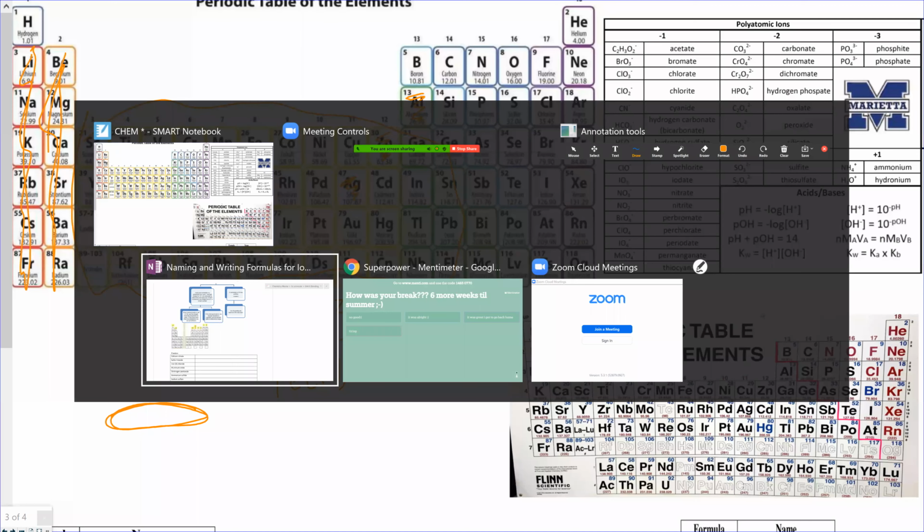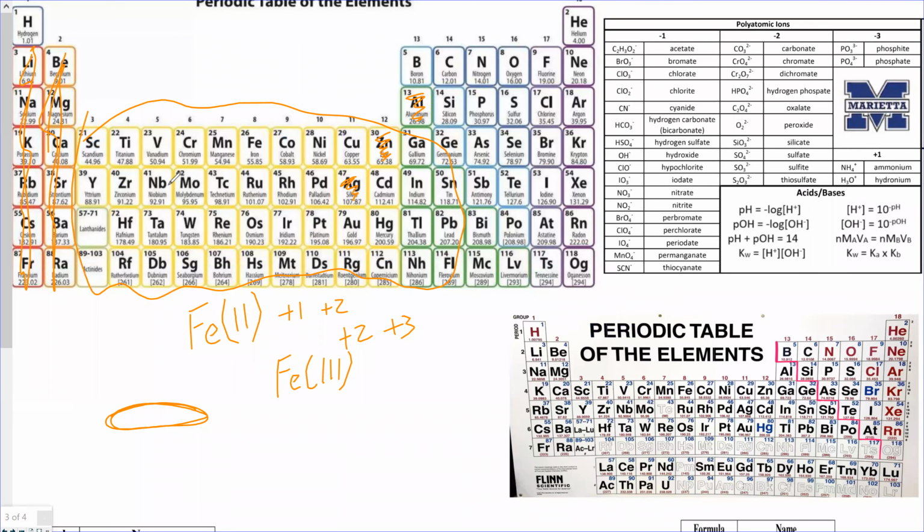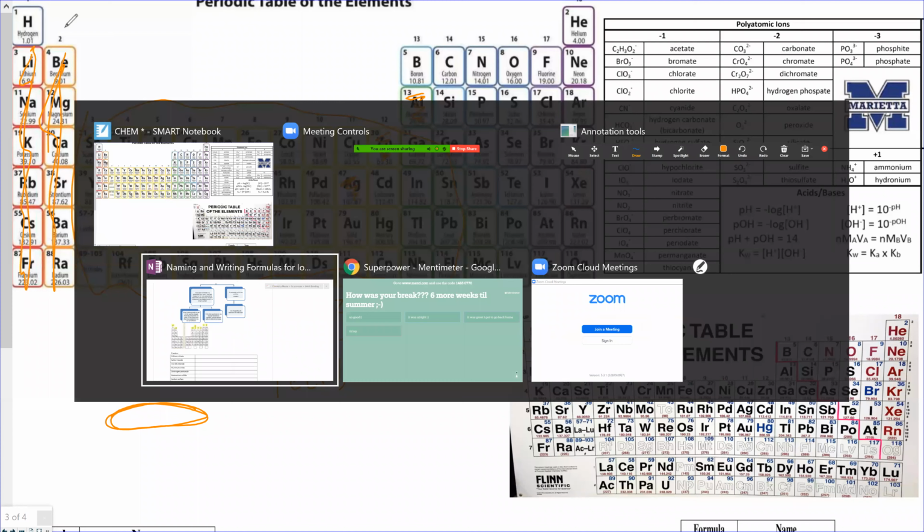Miss Payton, is that the reason why they're called transition metals? Yes, exactly, because transition means change, and they can change their charge. Excellent. Fantastic. All right, so let's look at this one.